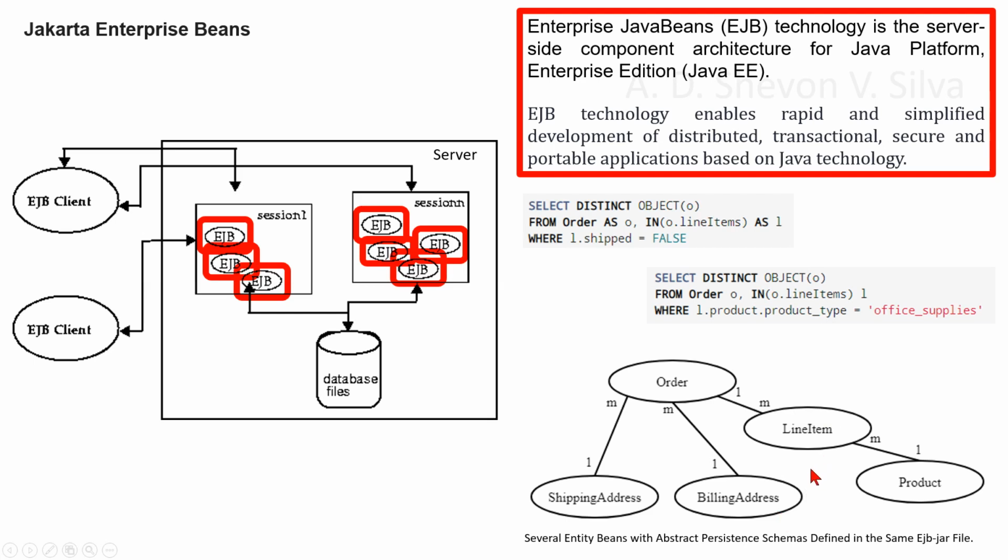Although predefined reserved identifiers such as DISTINCT, OBJECT, FROM, AS, IN, WHERE, and FALSE appear in uppercase in this example, these identifiers are case insensitive. The SELECT clause in this example designates the return type of this query to be the type of order.